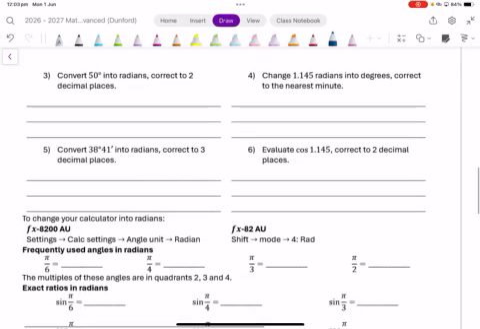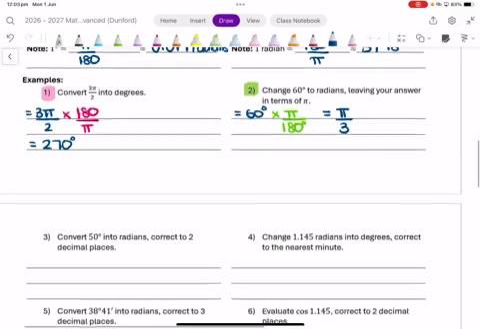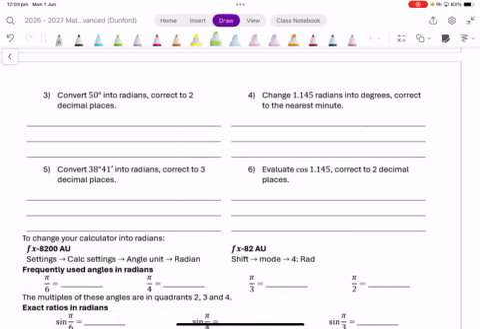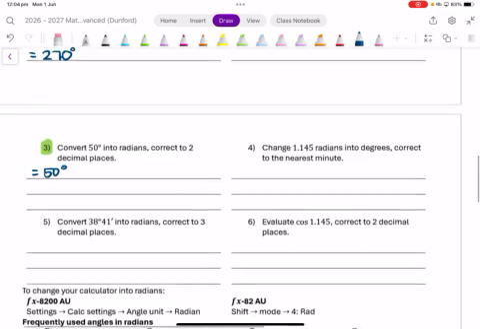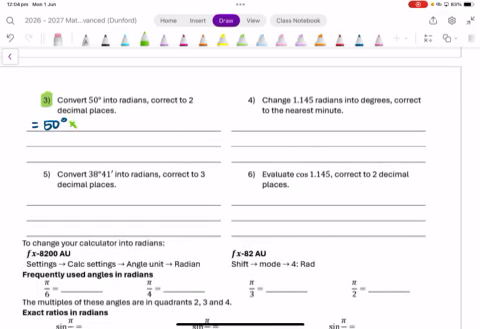What we want to do is convert 50 degrees into radians. So we're going from degrees to radians, so we're using the green method, but this time we're doing it to 2 decimal places. We're starting off with 50 degrees. We then multiply our 50 degrees by pi on 180, and when we do that, 50 times pi on 180, to 2 decimal places, we get 0.87.